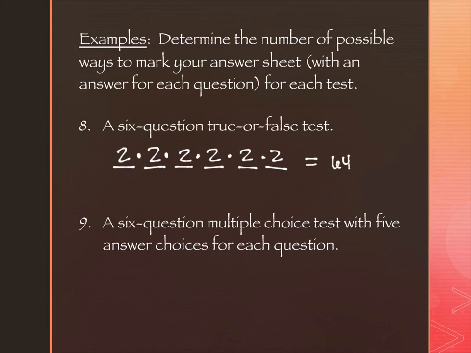Okay, so let's change it from a true-false test now to a multiple-choice test. We're going to still do our 6 questions. But our 6 questions are now going to have how many options for each of them? 5, because there are 5 answer choices, it says. So instead of 2s, I have 5s. So we're going to multiply 5 times 5 all the way down. And instead of 64 different answer keys that we could have, right, how many did you get?